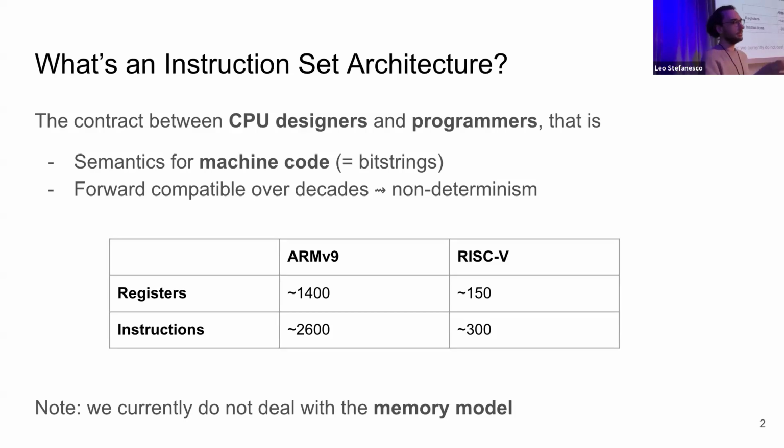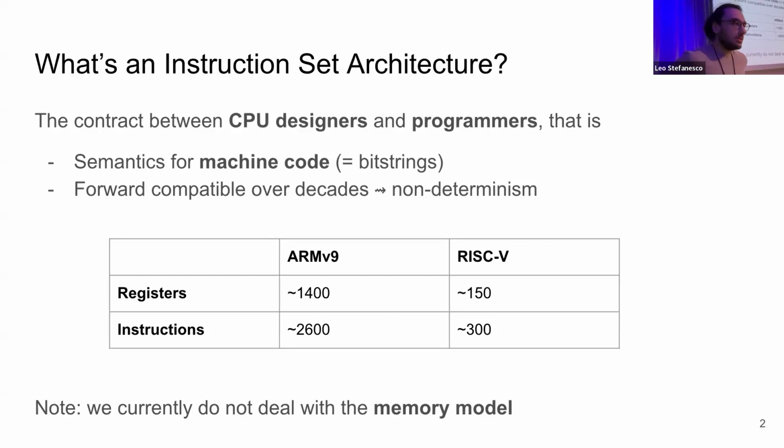And because it's a long-term contract, a program that was written decades ago should still run and have the same behavior on a modern CPU. This specification is not totally precise, and it leaves some leeway for the CPUs to evolve, which means that in PL terms, there is some non-determinism in the specification. This is in contrast with microarchitectural details, such as, I don't know if you heard about these Spectre vulnerabilities, where you can think of the timing and how long instructions take to execute. This is not part of the ISA.